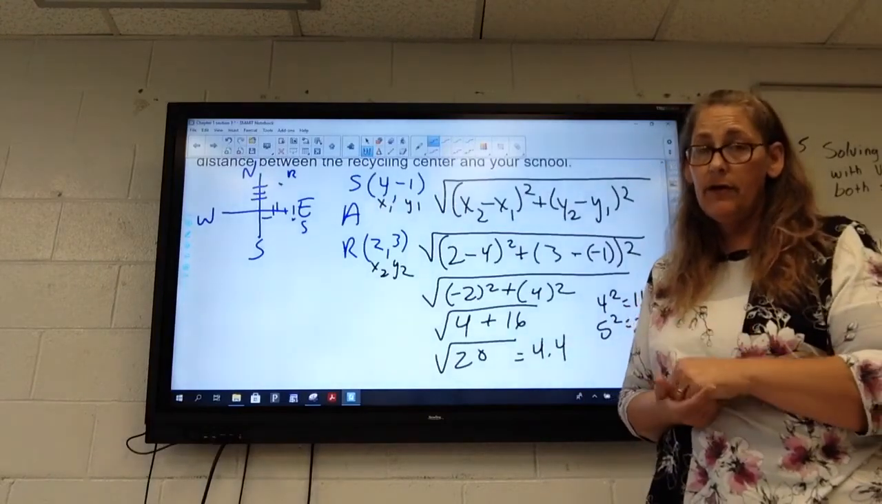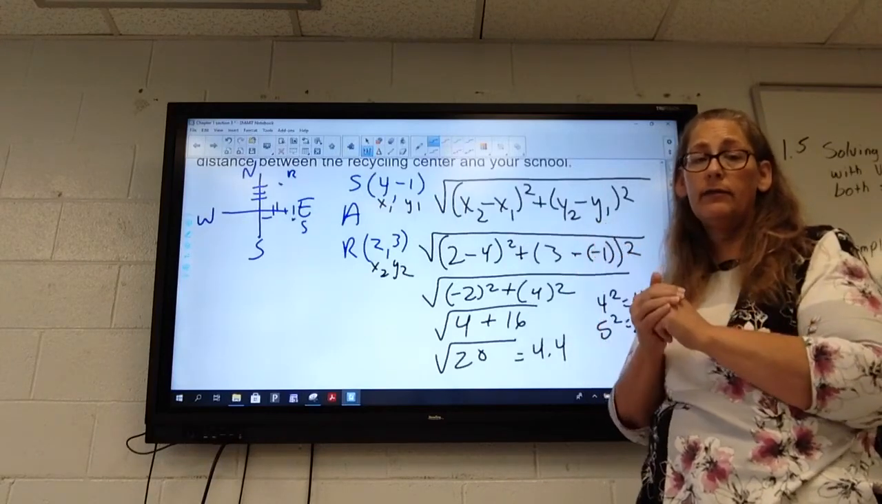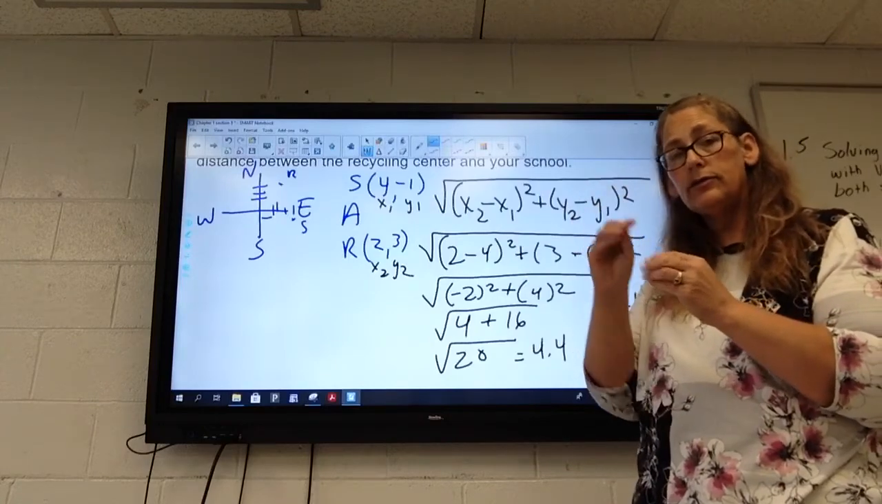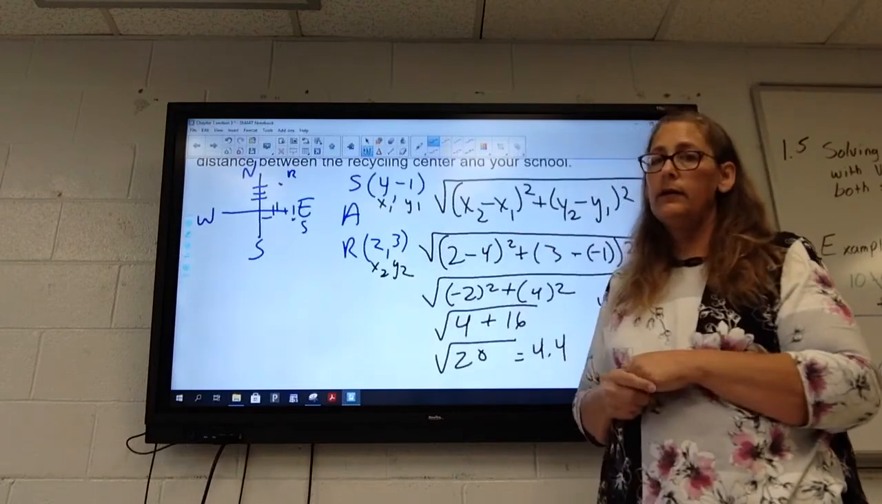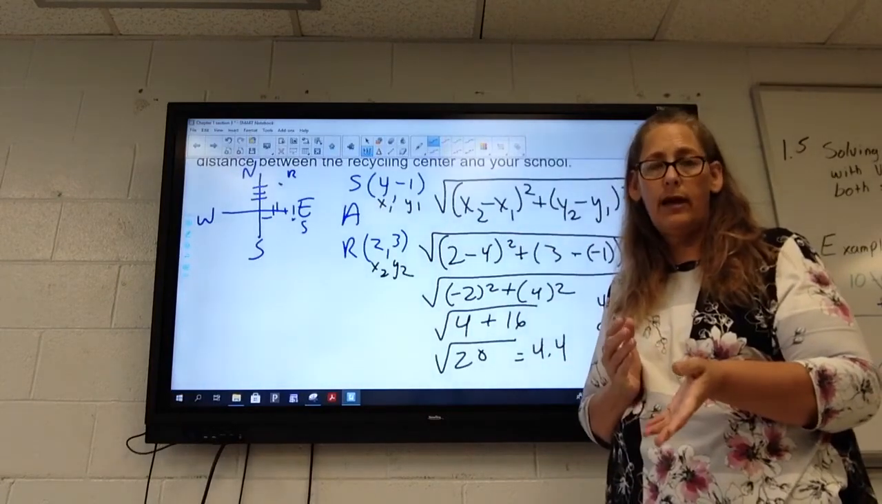But if you don't have a calculator, your cell phone will do it. If you open the calculator, turn it sideways, or leave it, it should have a square root sign, a little square root sign right here. I'm not sure if you have to type in 20 and then that, or if you type that in and then 20. You'll have to check it and see.